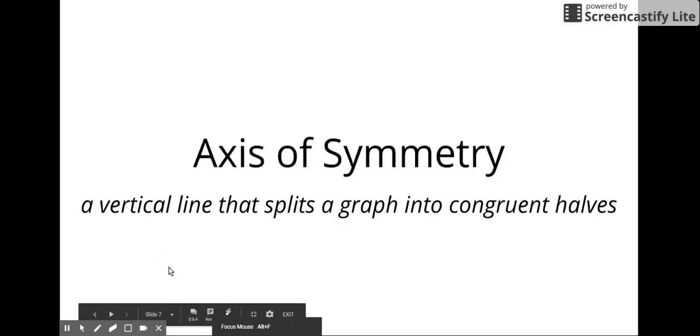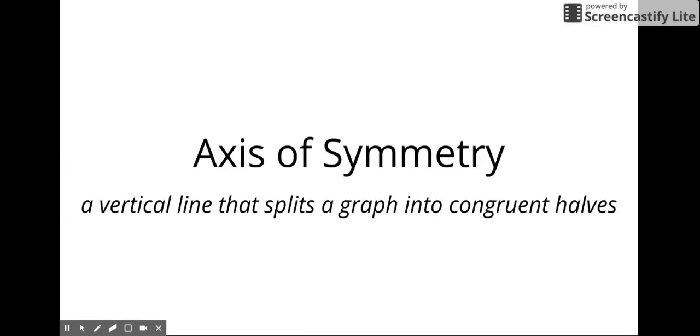So don't forget, the axis of symmetry is a vertical line that splits your graph into two parts that are congruent. And since it's a vertical line, you're going to have the equation x equals some number. Note that you can use your vertex or your x-intercepts to help you find it. And if you had an equation in standard form, you could use the equation x equals -b/2a.